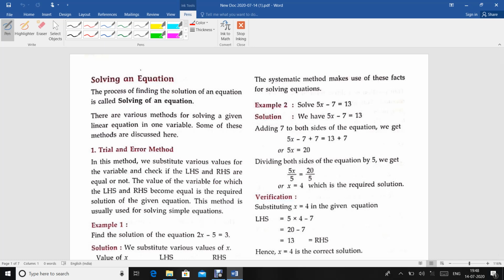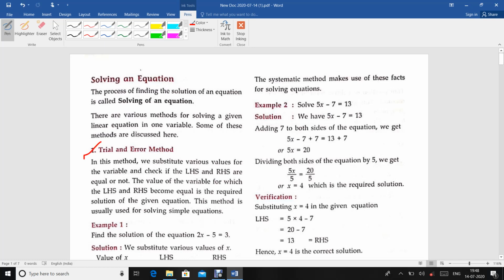So today we will start our class with the topic solving an equation. Basically, solving an equation is the process of finding the solution of an equation, and to solve an equation there are various methods. So today we will discuss these methods, and the first one is the trial and error method.